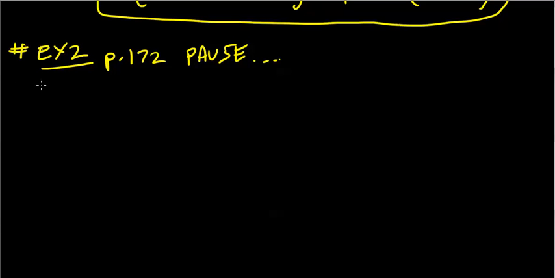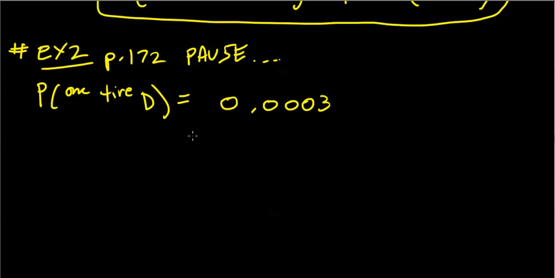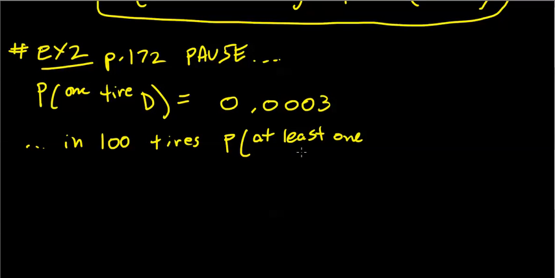Let me summarize the given information. The probability of a given tire being defective, and I'll symbolize that with a capital D, is going to be 0.0003. And that is explicitly given to us. If we buy 100 tires, they want us to find the probability of at least one in those 100 defective. That is our goal.